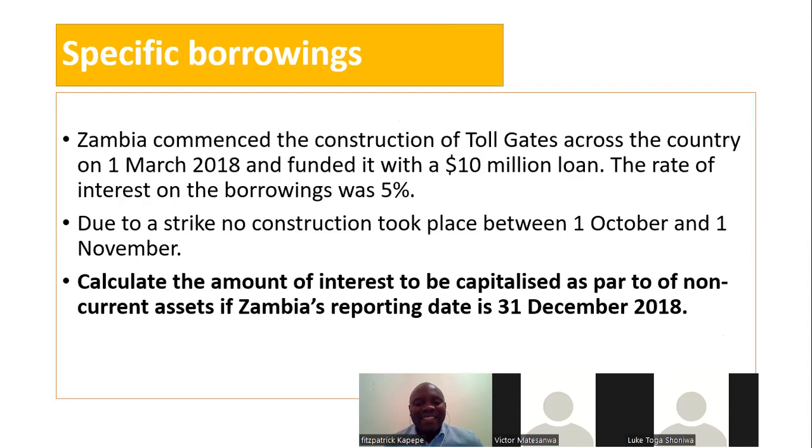The question here is, Zambia commenced the construction of toll gates across the country on 1st March 2018 and funded it with a 10 million loan. The rate of interest on the borrowings was 5%. Due to a strike, no construction took place between 1st October and 1st November. Calculate the amount of interest to be capitalized as per the standard on non-current assets if Zambia's reporting date is the 31st December 2018. So this is what the Zambian government would do.